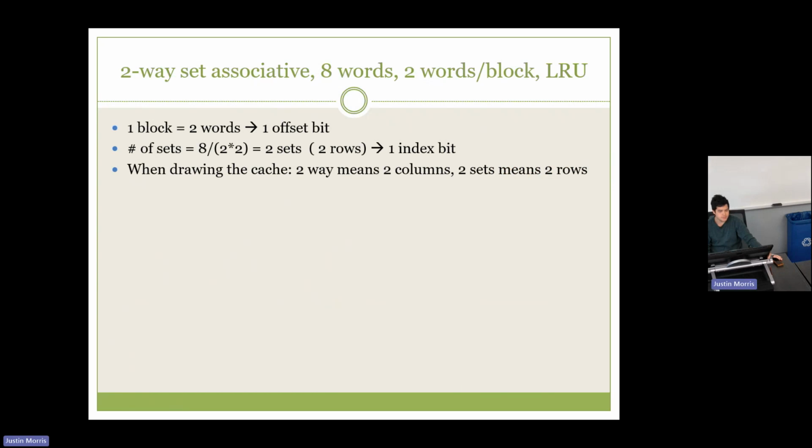Yeah. Two-way set associative. We still have 8 words for our cache. We have 2 words per block. We're using least recently used. So how many sets do we have? Well, first, one block is 2 words, and we have word addresses. So we now have 1 bit of offset.